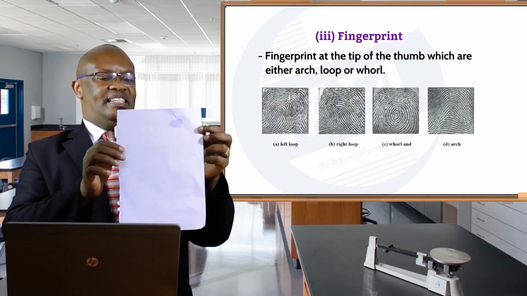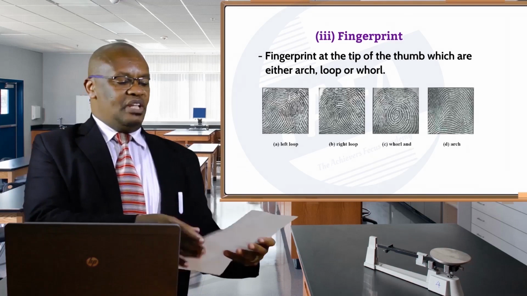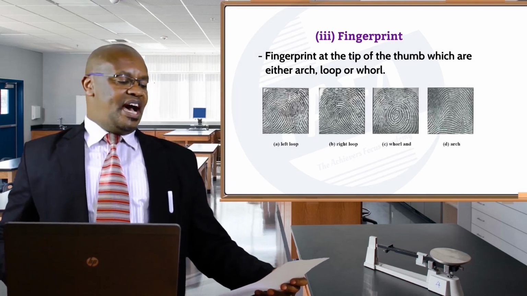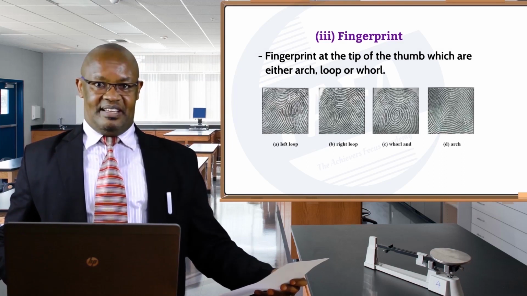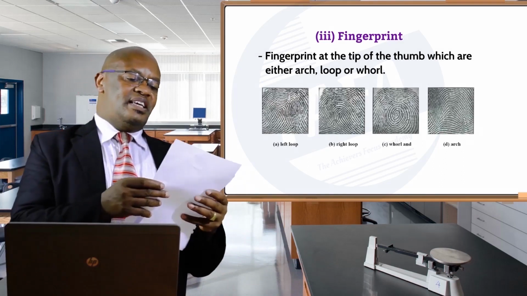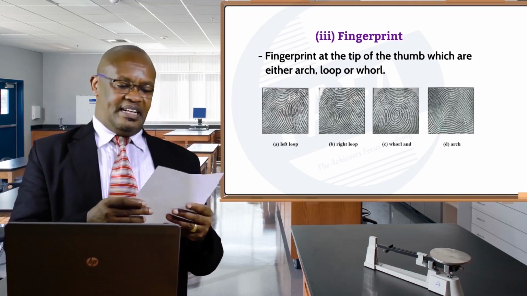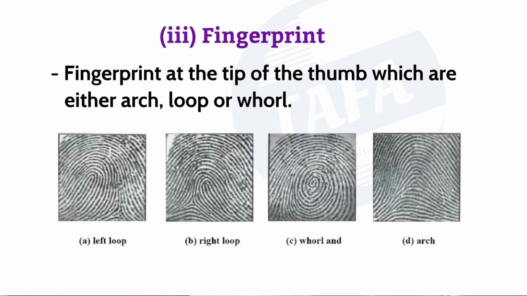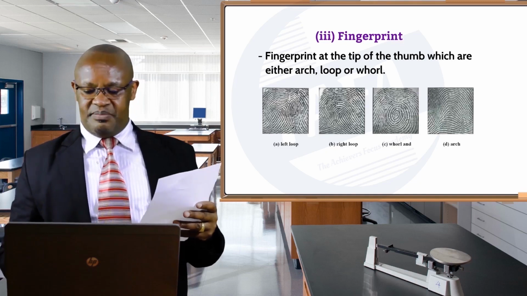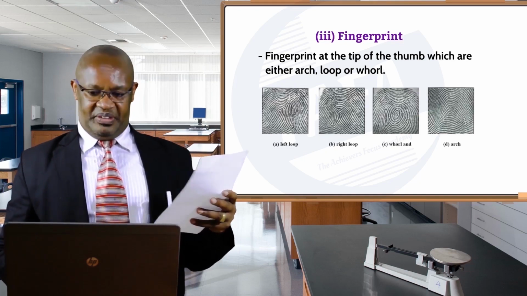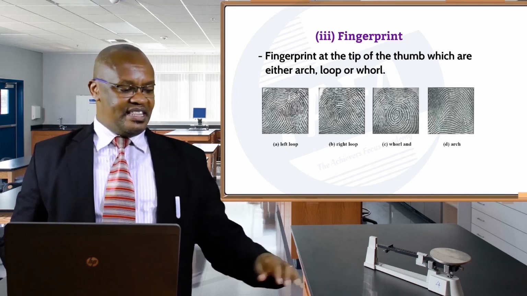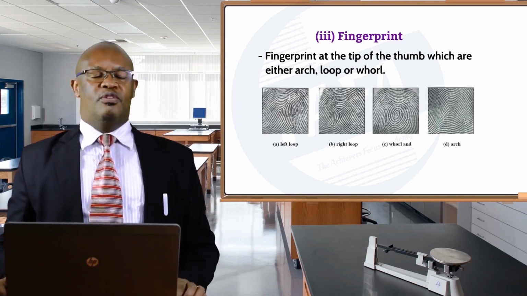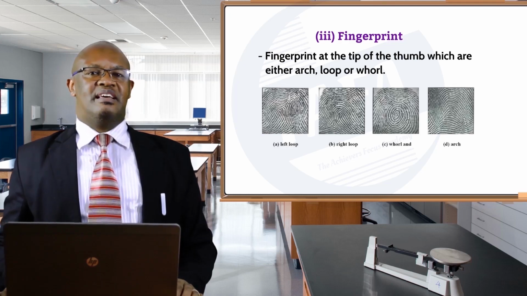Then after that, you're supposed to take a hand lens and study the pattern. In the case of my pattern, I can compare this with what I have there on the board, and I can see that my type is loop. So that is the third example of discontinuous variation.